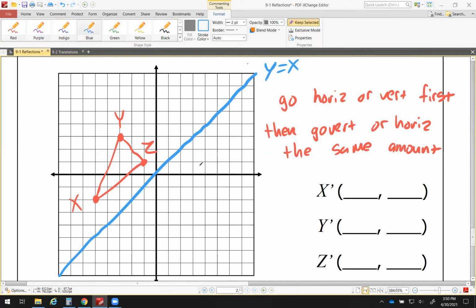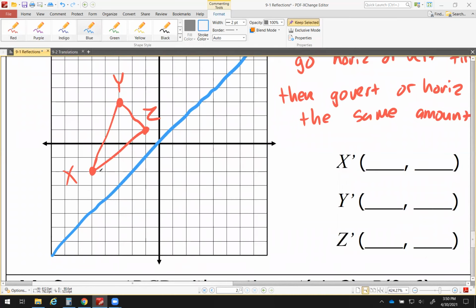For this problem, I'll start with X. I'm going to go horizontally first because why not? And if I go horizontally, I go 3 units to get to the line. Now that I've hit the line, I'm going to go that same distance vertically. And where you end up, this point right here, that's X prime. For Y, I've got to go over 1, 2, 3, 4, 5, 6 units. So I need to go 1, 2, 3, 4, 5, 6 units there. That is going to be Y prime.